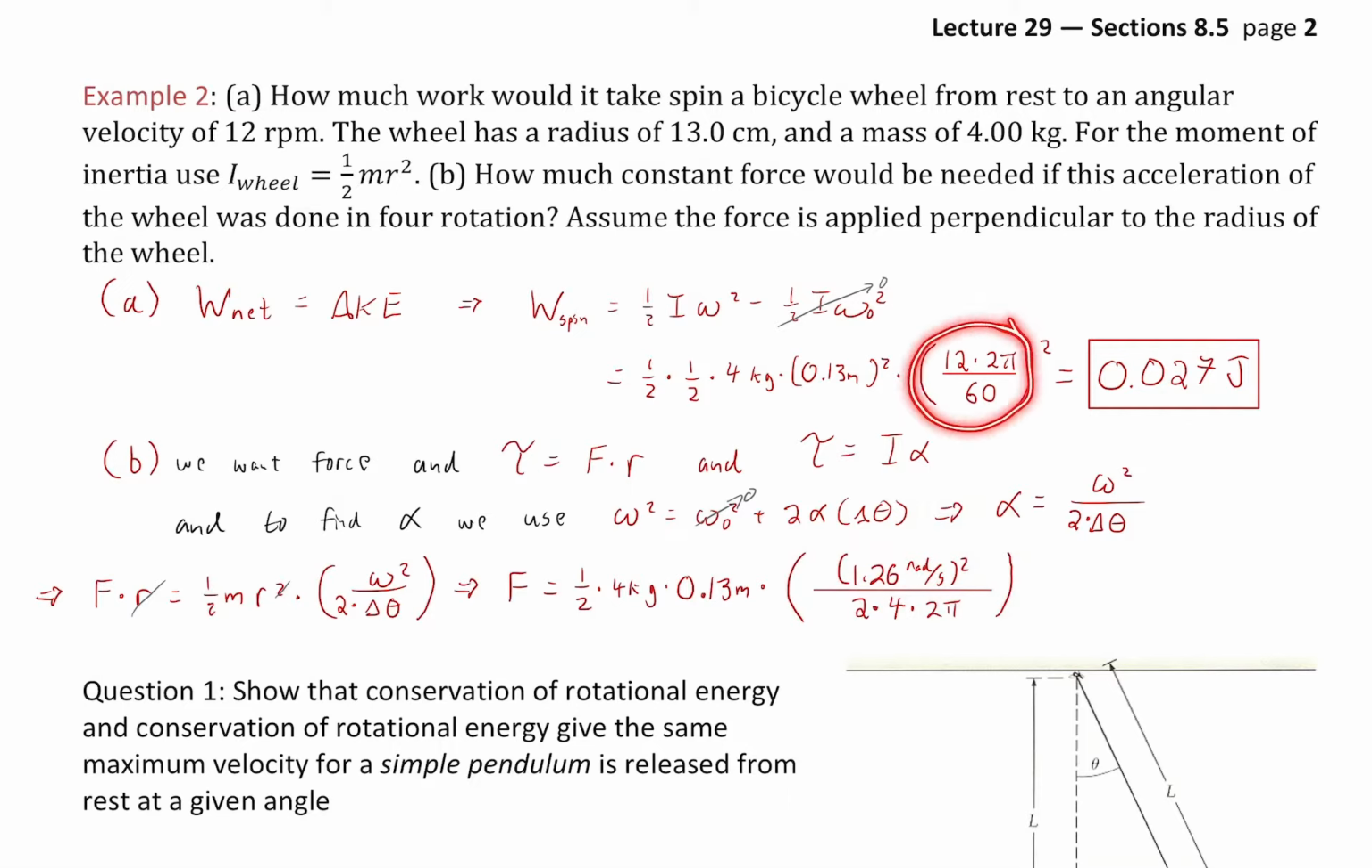That's just this value here. Squared it, and then divided by 2 times the displacement, and 2 times the displacement is going to be 4 revolutions, and so there it is. All right. So then the force ends up being 8.17 times 10 to the negative 3 newtons, or in other words, 8.17 millinewtons. Okay. All right.